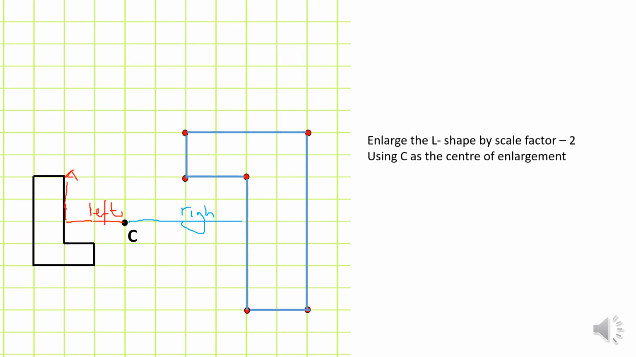So now it means we have to go down, the opposite direction. So I have to go 2 times 2, which is 4. 1, 2, 3, 4. And this is where that particular point will be. And so on. And that is how you do it for that part.